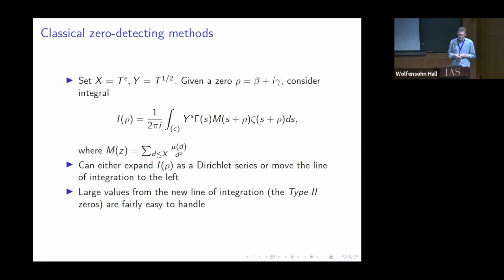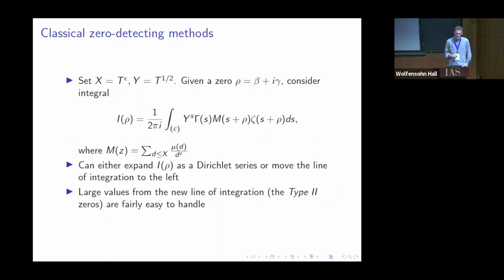So if you move the line of integration, the fact that rho is a zero is going to cancel out some kind of pole. This will be very helpful. And on the new line of integration, everything is sort of easy and fine. Okay, these are called the type two zeros. This is standard nomenclature here. So maybe that part is fine.